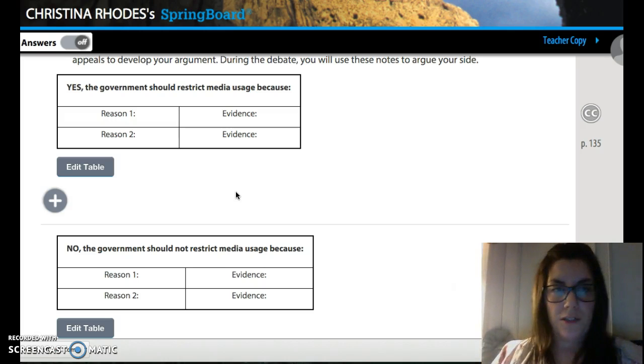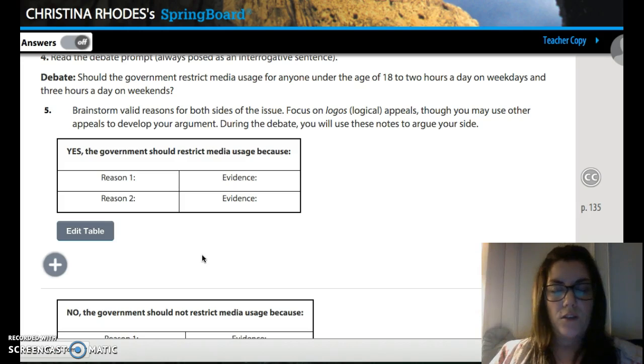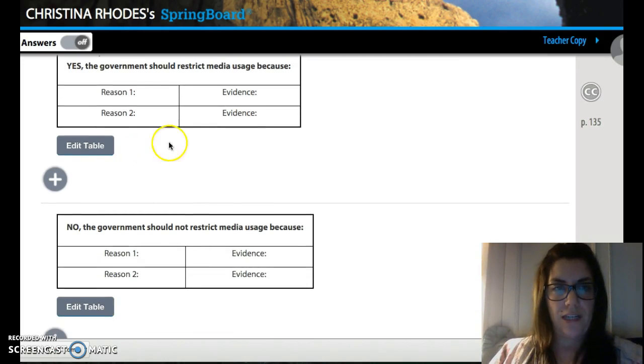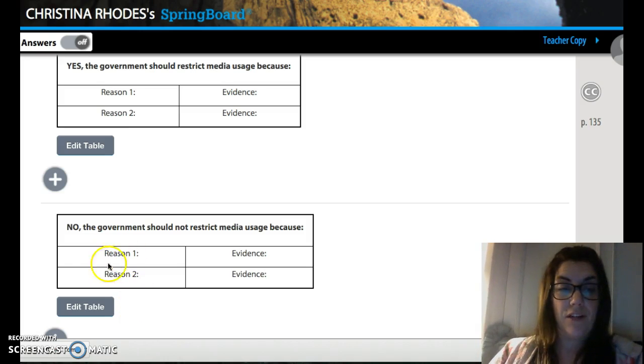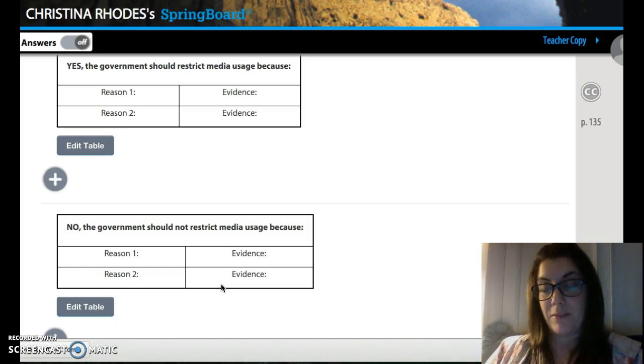If you are for, you are saying the government should restrict media usage because ... If you're against, no, the government should not restrict media usage because ... Okay, so you are going to argue your point. You have to have your reasons and your evidence. If you haven't found all your reasons and your evidence, you need to do that. Whoever starts talking, it might be kind of awkward at first, but you will get 10 points per time that you're speaking. I would like to hear everybody at least twice.